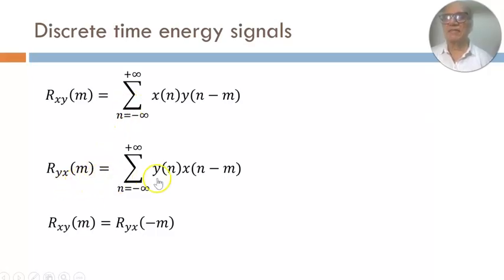Similarly, r_yx(m) will be y(n) into x(n minus m), and exactly analogous to what we did in the case of continuous time signals, we will be able to show that r_xy(m) is equal to r_yx(minus m), folded versions of each other.